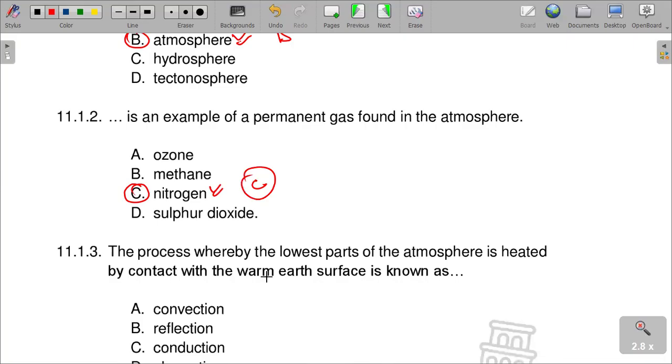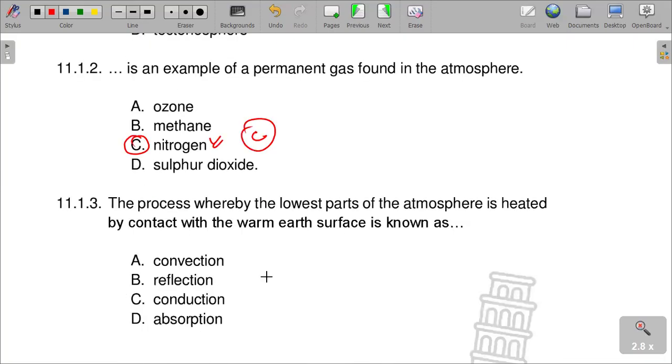And then the process whereby the lowest parts of the atmosphere are heated by contact with the warm earth surface is known as dash. It is known as conduction, which is C. Are we together, class? Are we together there?